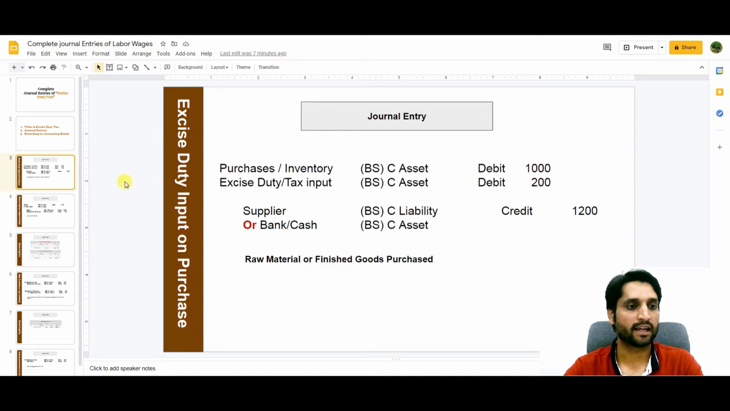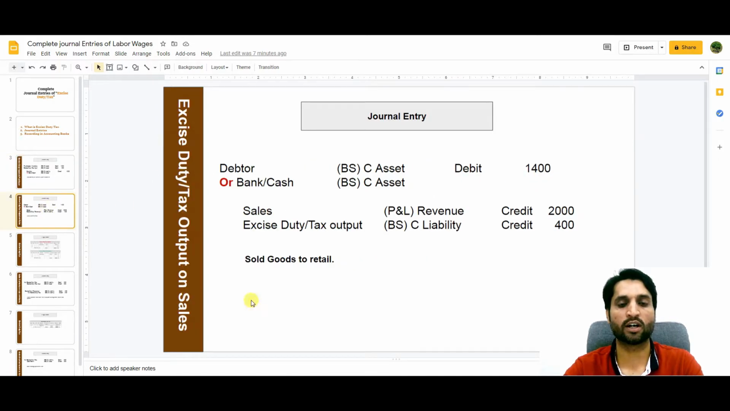Now let's move on and see the excise duty tax output on sales. Here we are selling goods on credit, so our debtor account, which is under the balance sheet current asset, will be debit by the total value. Or the bank or cash, if we have received the funds by bank or cash, which are also our assets, will be 1400. The sales amount, which is under profit and loss as revenue, will be credited by 2000. And if you charge the 20% excise tax, which is 400, that will be an output, a current liability, payable to the manufacturer by the wholesaler or the retailer.